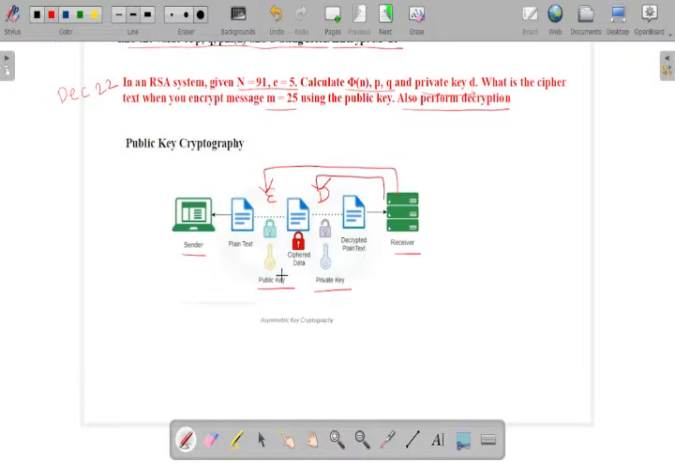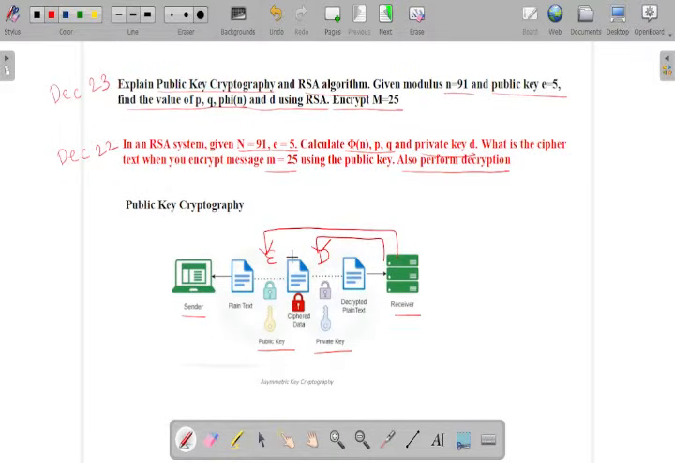This question is asked for 10 marks in the exam, and the first part is asking for explaining the public key cryptography. 2 marks will be given for public key cryptography with diagram and explanation. 2 marks will be given for the RSA algorithm, in which you have to write down the RSA algorithm. And the rest of the 6 marks will be given for the example.